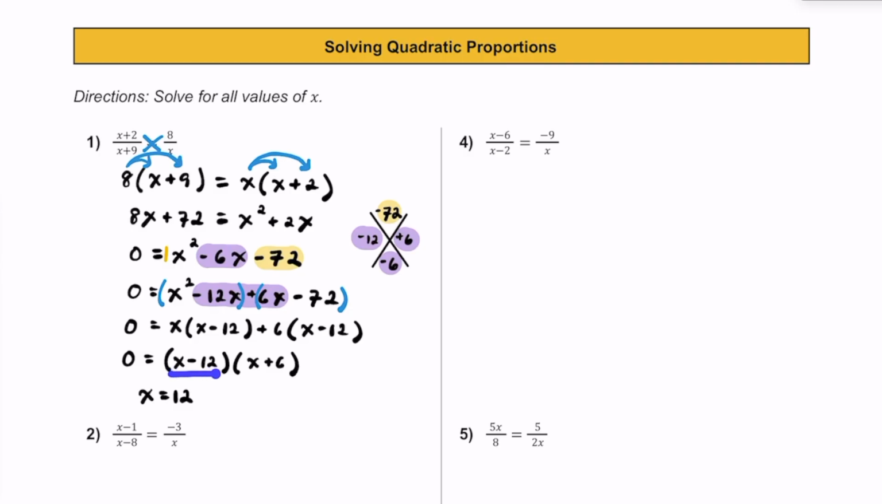Well, if x is equal to 12, that would be true, right? 12 minus 12 is 0. Then 0 times whatever this is just going to be 0. So that's one of our solutions.